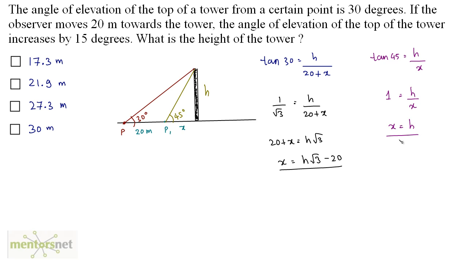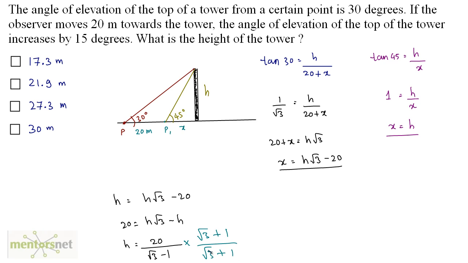Now the left hand sides of these two equations are the same, so we can equate them. So I can write h is equal to h root 3 minus 20, isn't it? So 20 is equal to h root 3 minus h, correct? Therefore h is equal to 20 divided by root 3 minus 1, isn't it? Well, let us make this more fun. We can multiply this by root 3 plus 1 upon root 3 plus 1. Essentially the value does not change. We did this because we want to get rid of a root in the denominator, right?